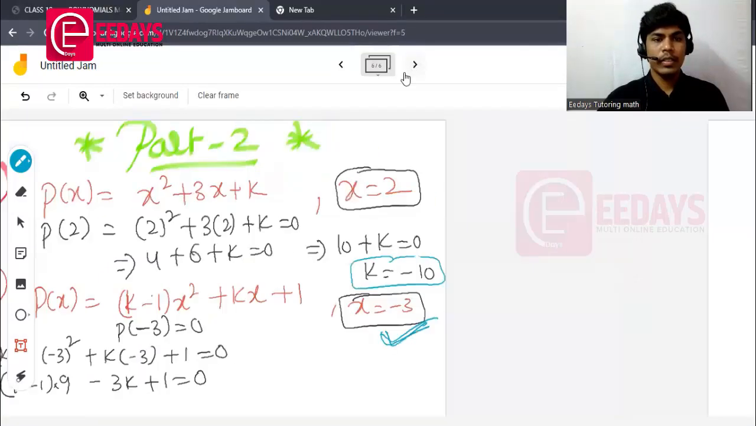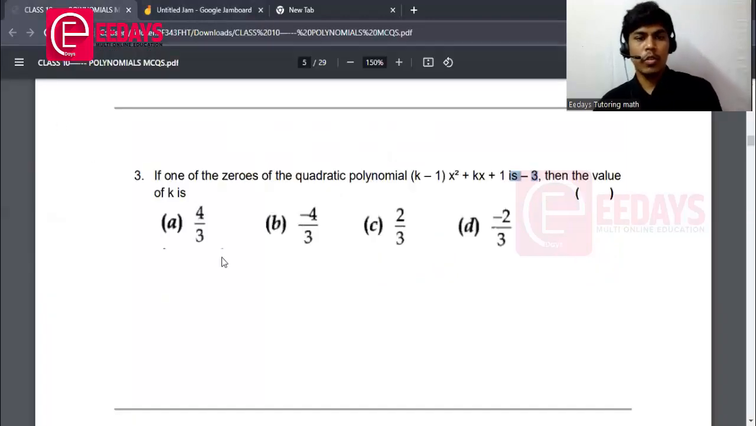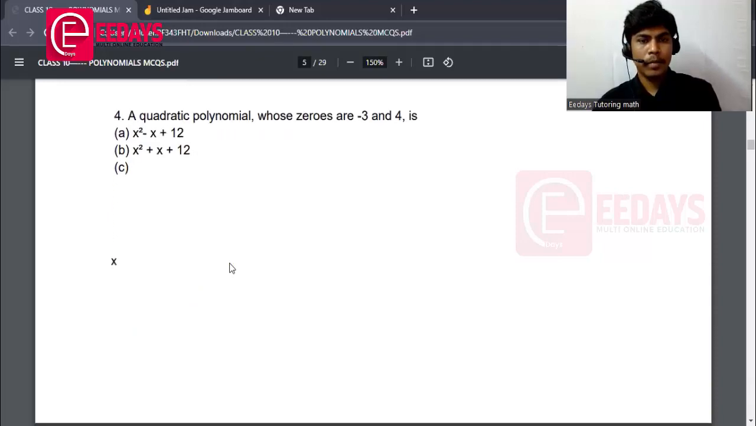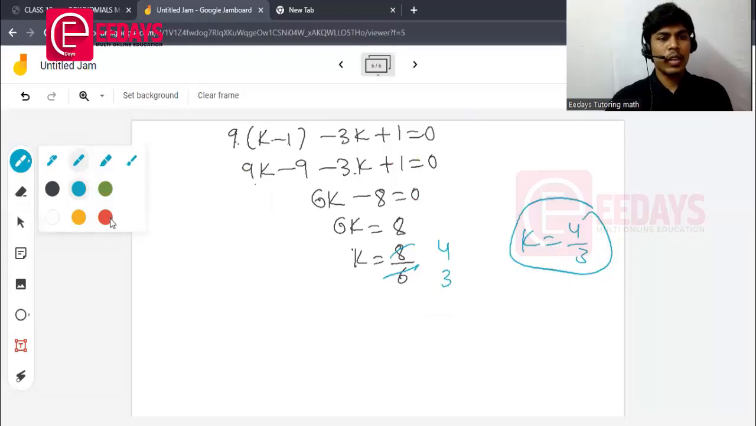All right. And the rest of the calculation part like this. Shall we move on to the next question? Let's move on. A quadratic polynomial, this question also repeating. So let us solve. Fourth question.